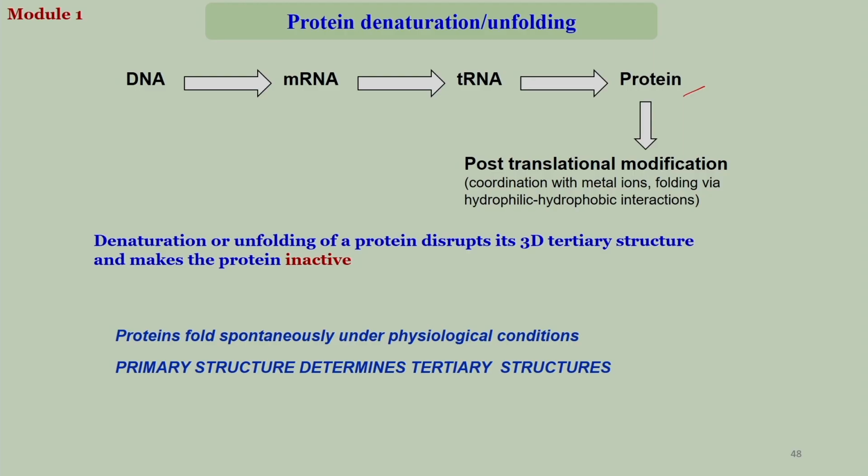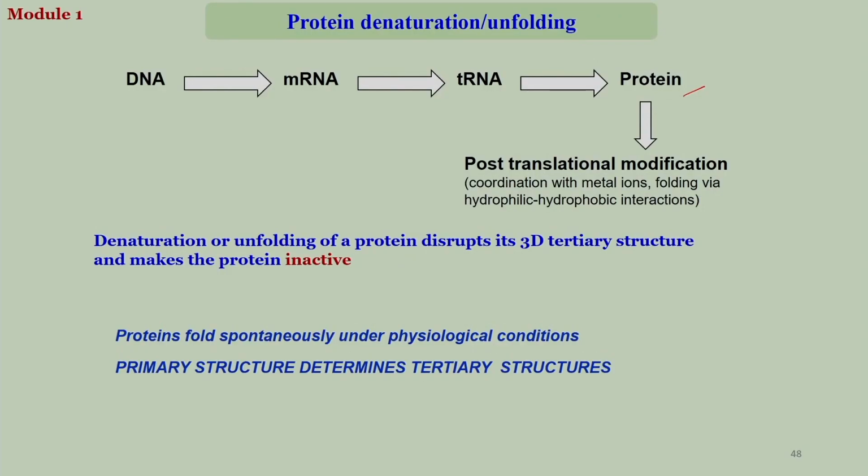This is called an inactive protein, and we will see in a brief time that folding of a protein from the primary sequence to the tertiary structure is a spontaneous process under physiological conditions, and of course, the primary structure determines the tertiary structure of the protein.